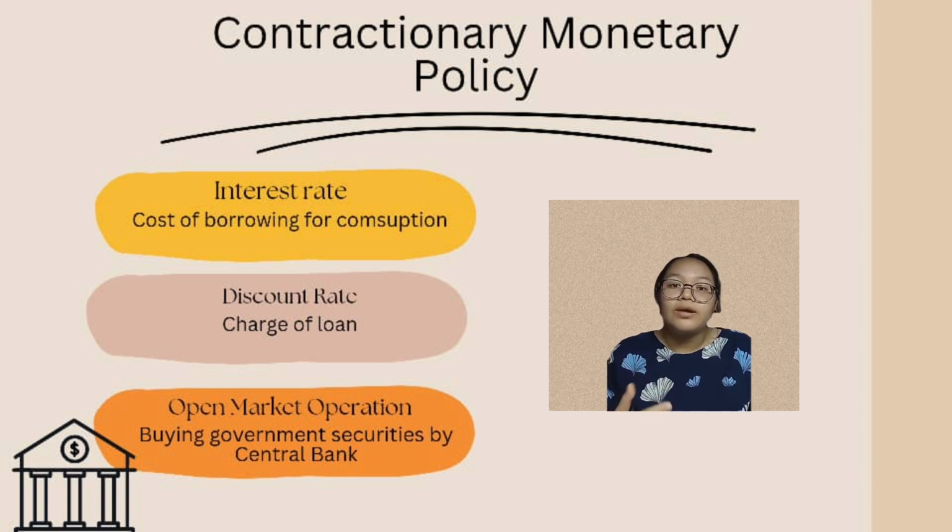Third is open market operation. The central bank sells government securities to reduce inflation.